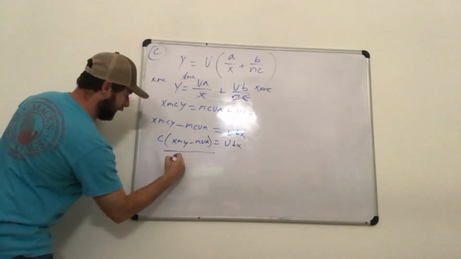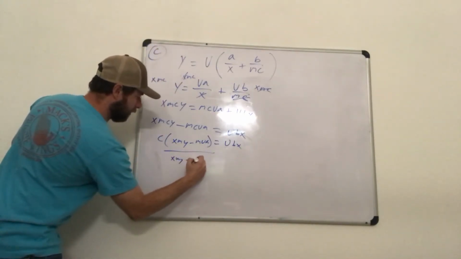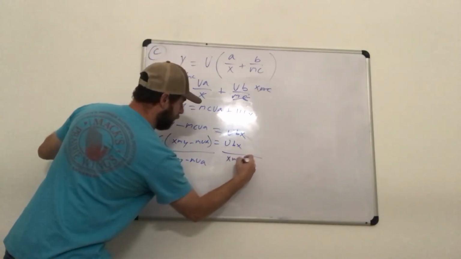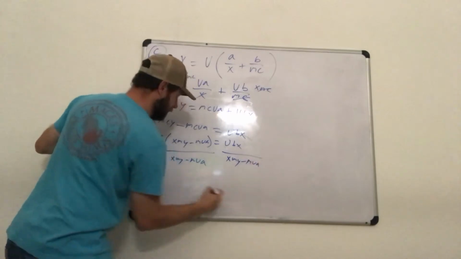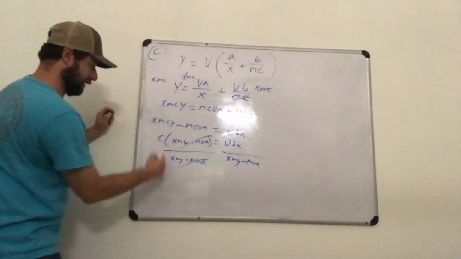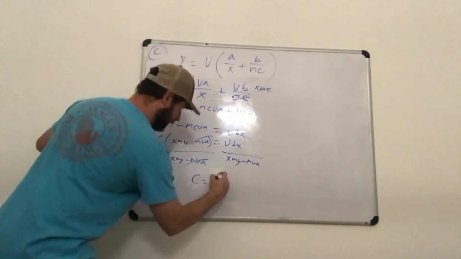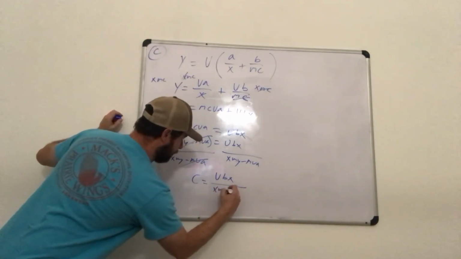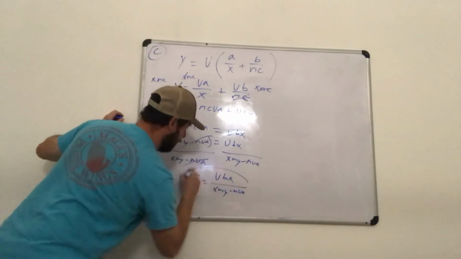Now you divide both sides by XMY minus MVA. When you do that, C is now by itself, so C equals VBX all over XMY minus MVA.